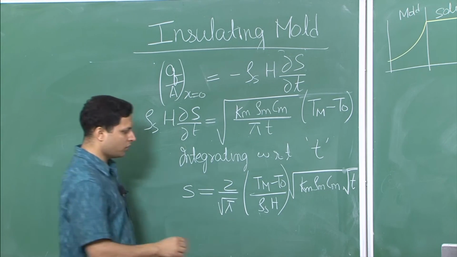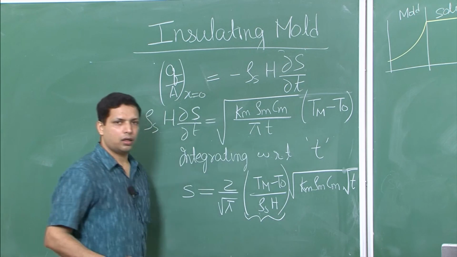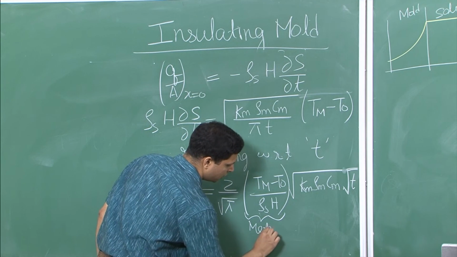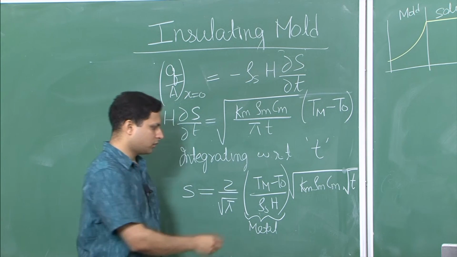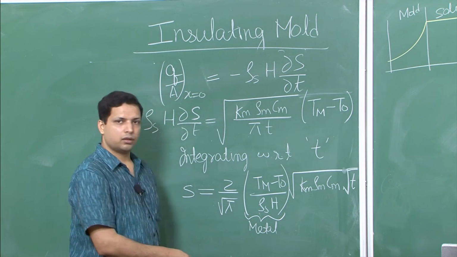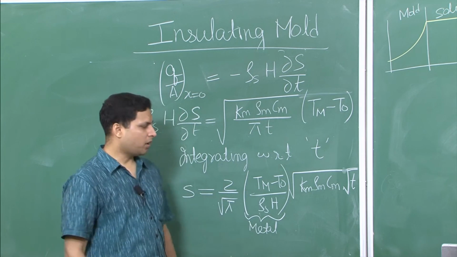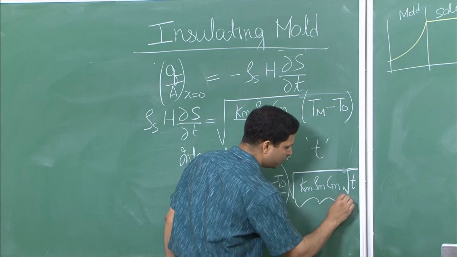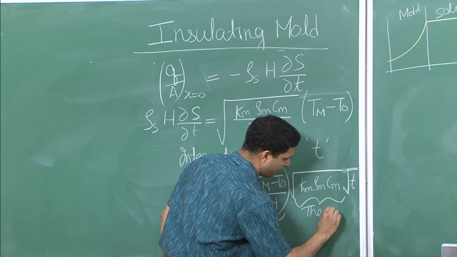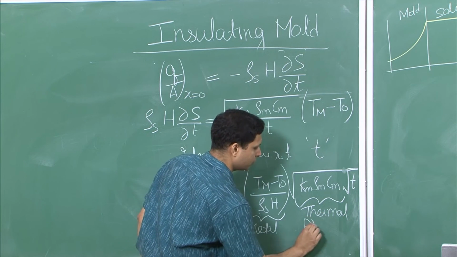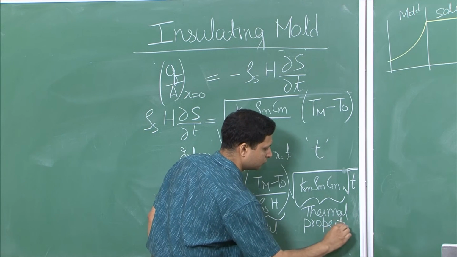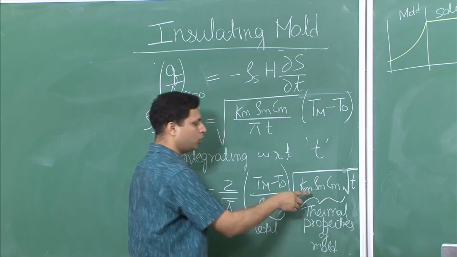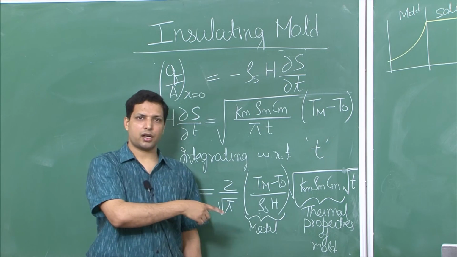Not only that, there are a few more things. We see that it is dependent on metal properties. So, these are the metal properties, the rho s, which is the density, Tm and T naught. Tm is actually the melting point of the solid, H is the heat of fusion, and these are the thermal properties of the mold. Note how Km, Ks etc. have not come into the picture.